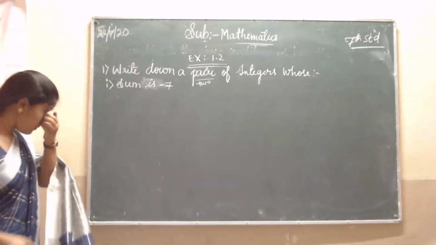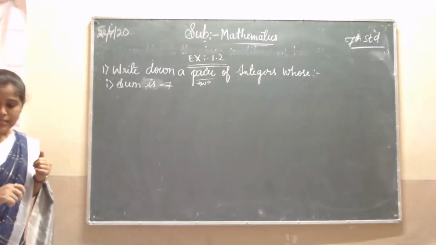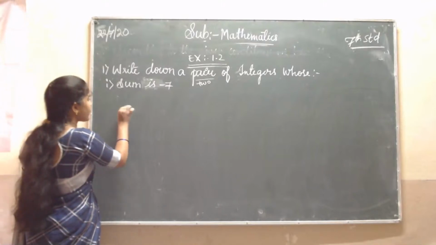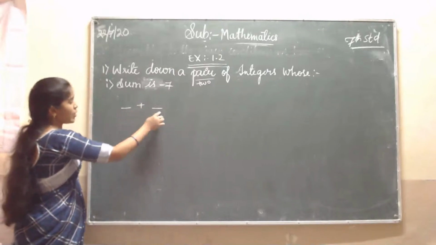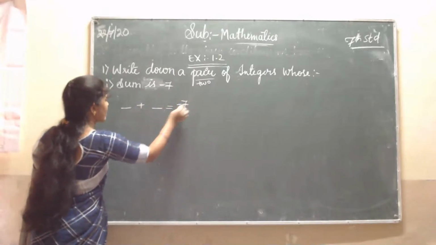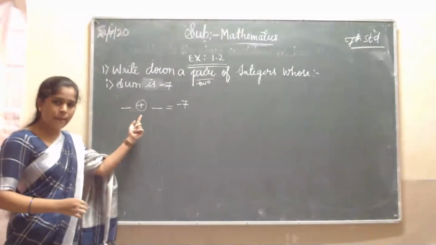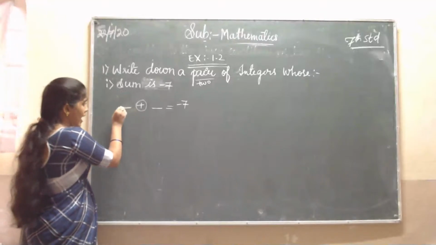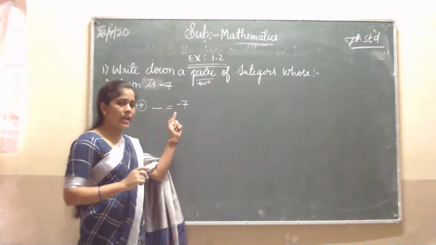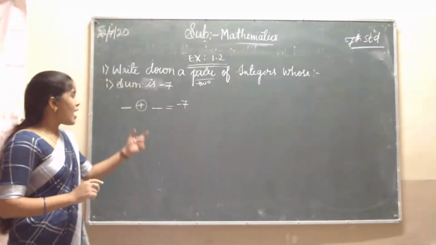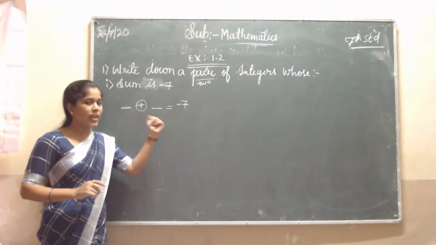See here. Write down a pair of integers whose sum is minus 7. So here, there are two integers whose sum is minus 7. Why are we taking plus? Because they said sum. Sum means plus. So add two numbers in such a way that you will get minus 7 as the answer. Add two numbers in such a way that you will get minus 7.